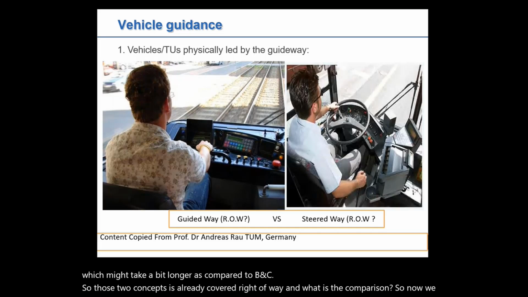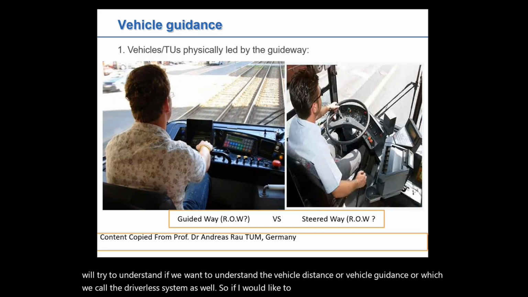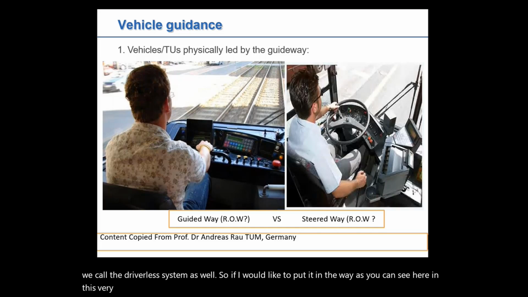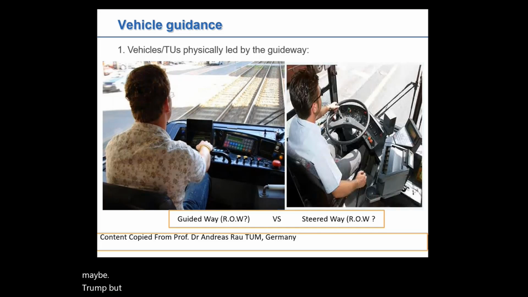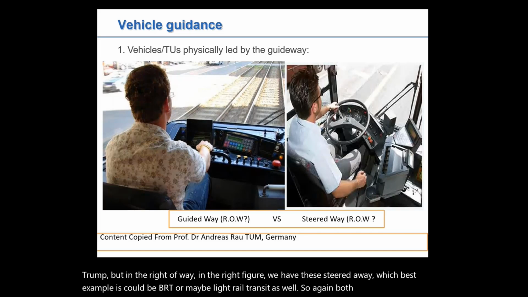So now we will try to understand the vehicle distance or vehicle guidance, which we call the driverless system as well. As you can see here in this very specific figure, on our left side we have the guided way, which is of course railway or maybe tram. But in the right figure, we have the steered way, the best example of which could be BRT, or maybe light rail transit as well. So again, both of them have right of way.